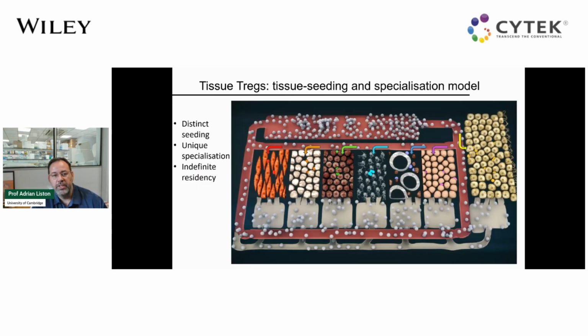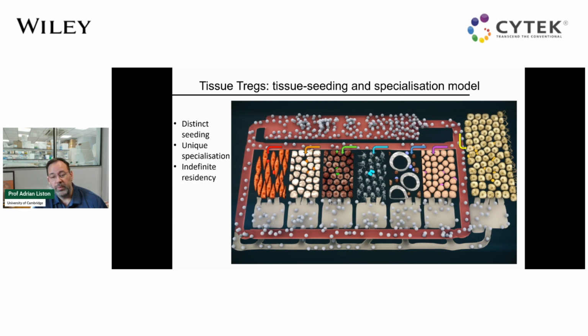So if we go back to this tissue seeding and specialization model, remember the key features of this model that has been assumed and does look like the valid model for tissue-resident macrophages are distinct seeding, unique specialization, and indefinite residency. Now, when it comes to regulatory T cells, this is not supported by the data. We don't see a distinct seeding event. We see that the cells are continually entering. We don't see unique specialization. There is specialization towards being in a tissue, but each tissue looks like it's turned on a very similar program.